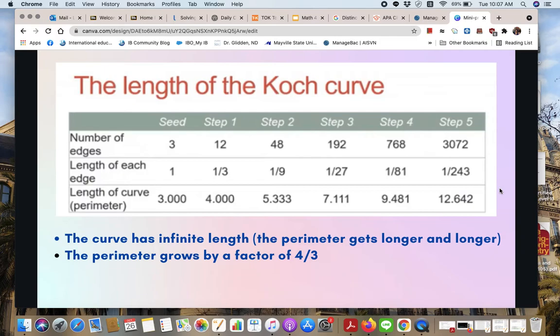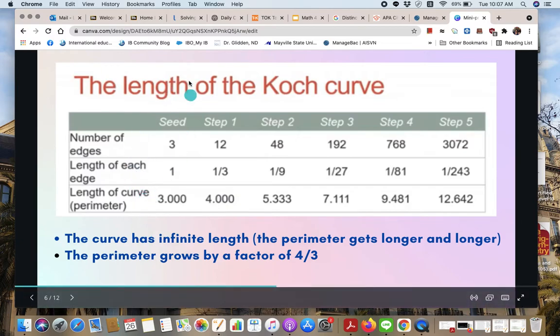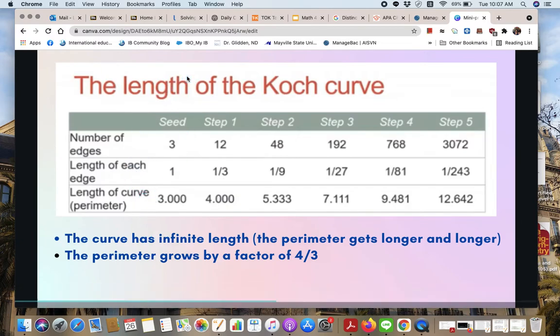Okay, let's take a closer look at some geometric properties of Koch snowflake. Let's think about the length. First of all, we're going to call the original equilateral triangle the seed, which has 3 edges, and the length of each edge is 1 unit long. So the length of the curve, or the perimeter, is 3.